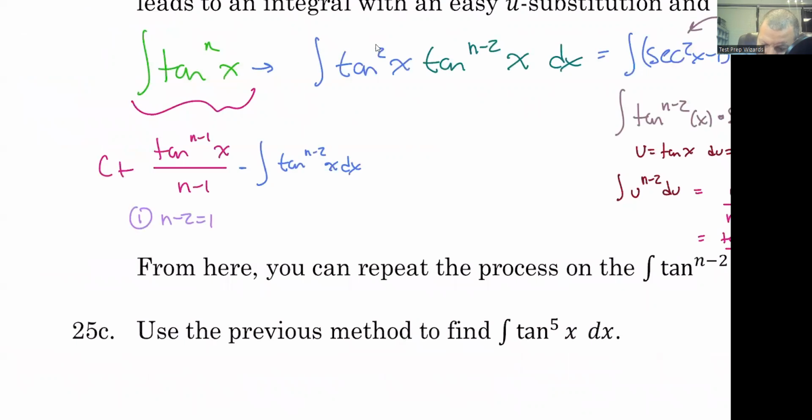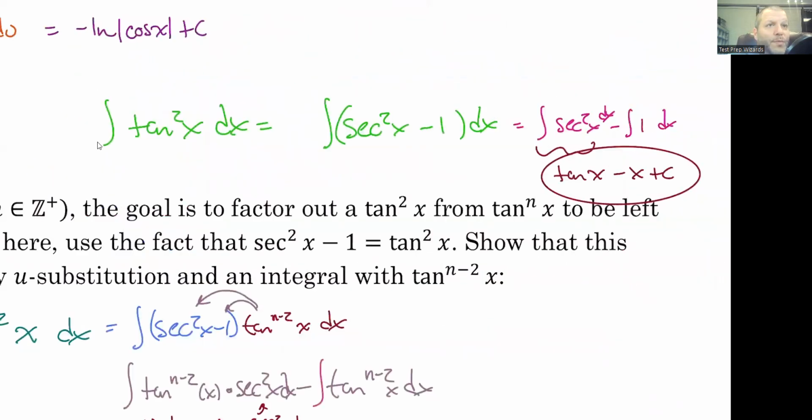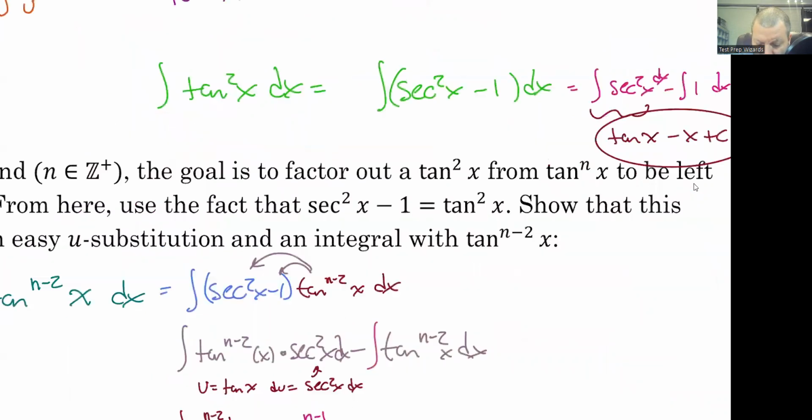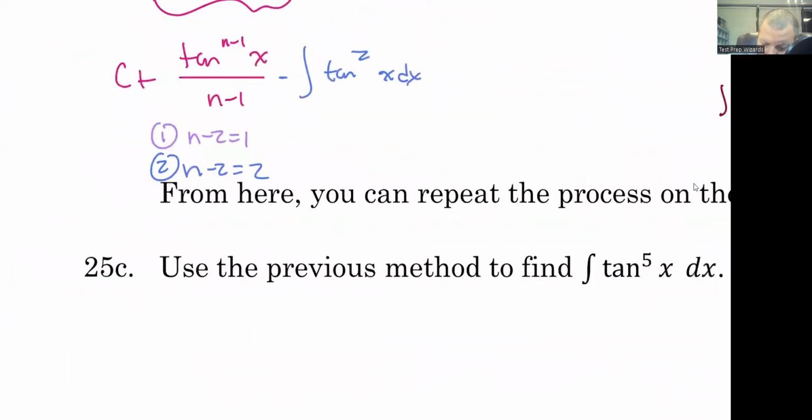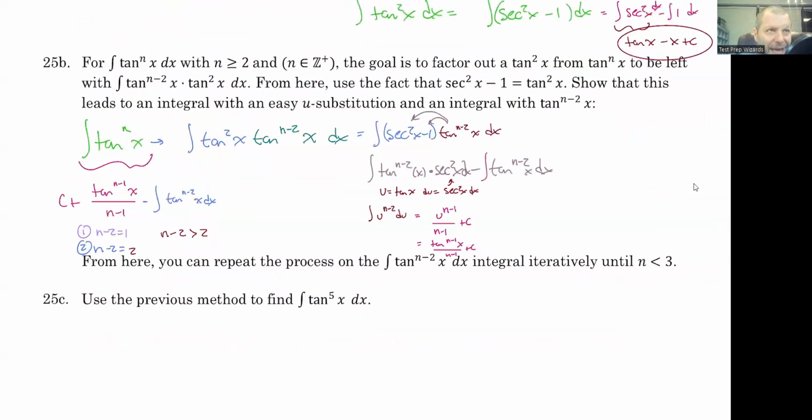Number 2, n minus 2 could equal 2. If this were 2, then we can also take the antiderivative of tangent squared. It would be tangent of x minus x plus a constant. So in that case, we'd be done. Or, bad news, n minus 2 is still greater than 2. In this situation, we just repeat the process again.